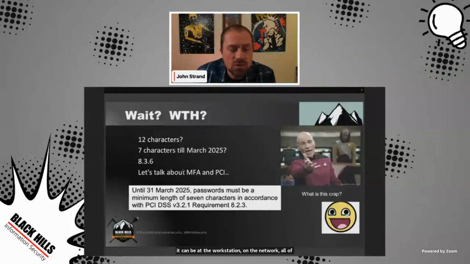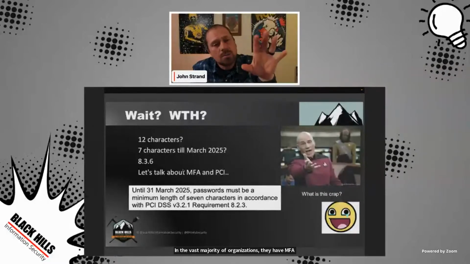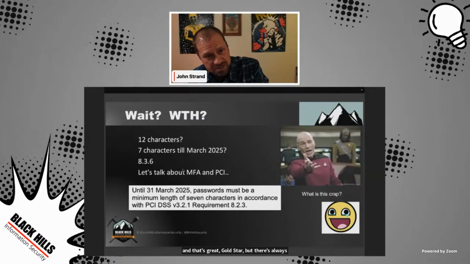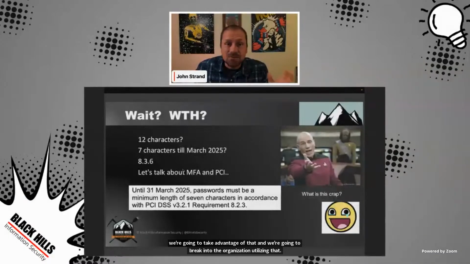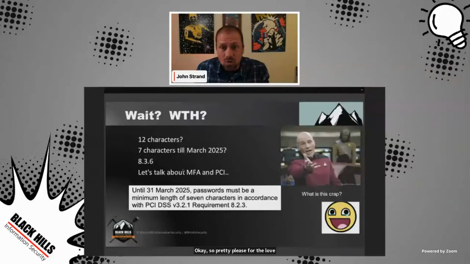You cannot guarantee that. In the vast majority of organizations, they have MFA, and that's great, gold star, but there's always something that doesn't require MFA in that organization. So if you're reducing the password complexity requirements because of MFA, MFA is not going to be implemented somewhere. And as an attacker, we're going to take advantage of that, and we're going to break into the organization utilizing that.